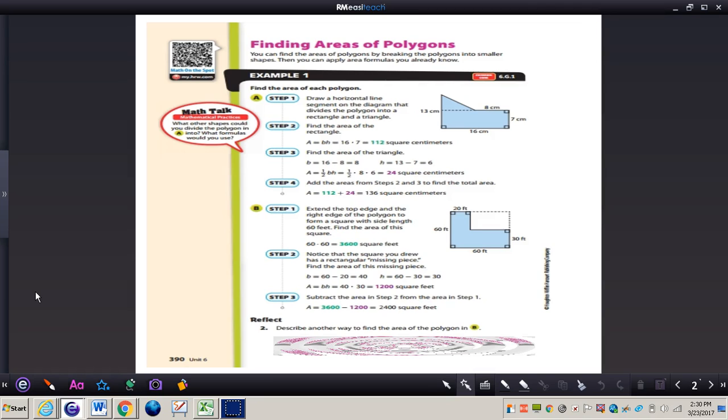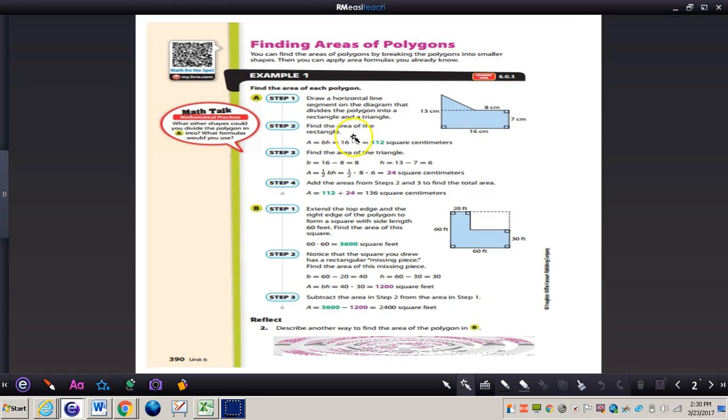Now it says at the top, you can find the areas of polygons by breaking the polygons into smaller shapes. Then you can apply area formulas we've already learned. Okay, so let's say that we're taking a look at this polygon to the right hand side. What you want to do is draw horizontal line segments on the diagram that divide the polygon into a rectangle and also into a triangle. Now why would we do that? Because we know the area of a rectangle and also the area of a triangle.